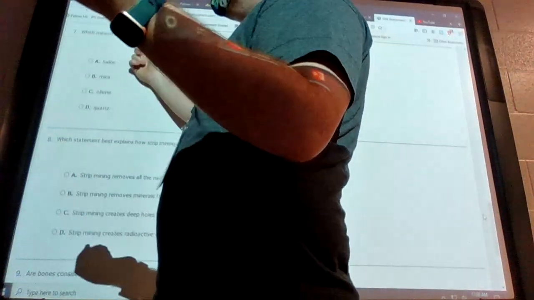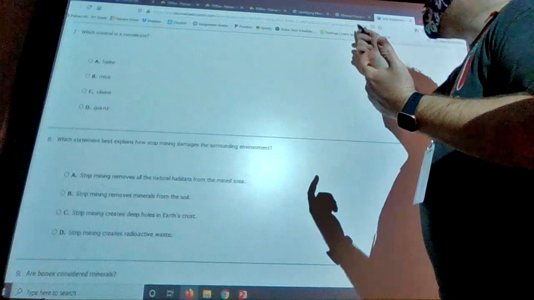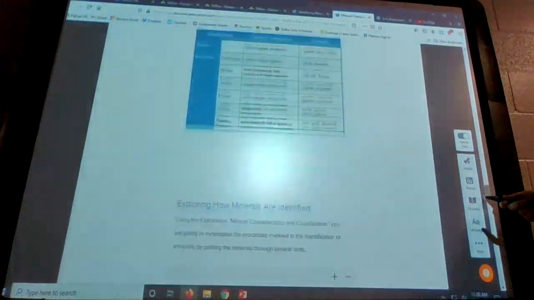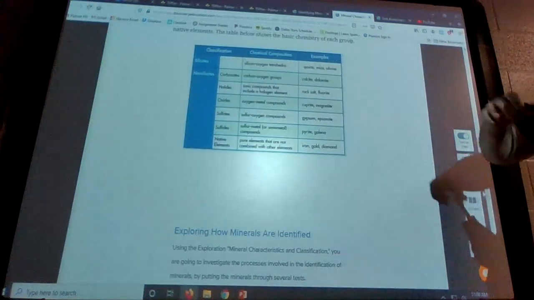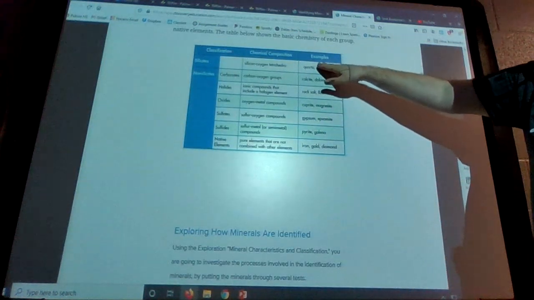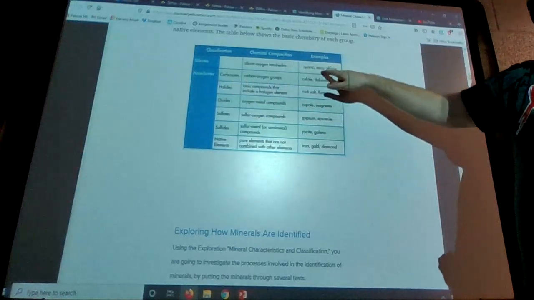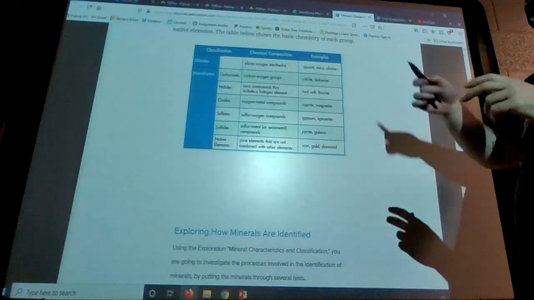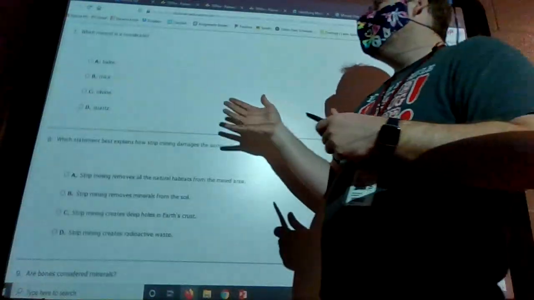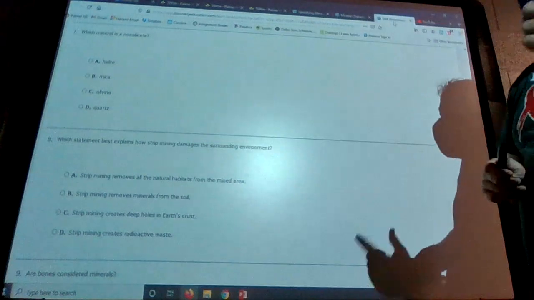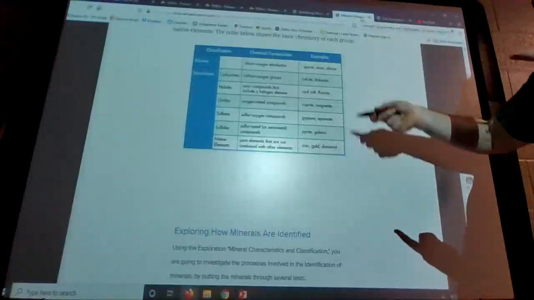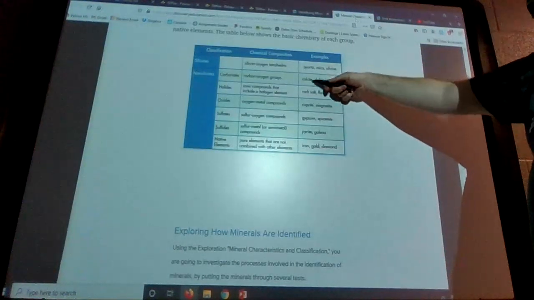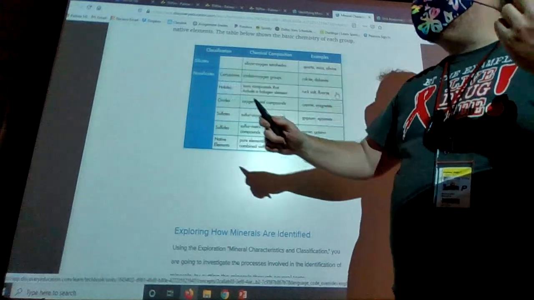Which mineral is a non-silicate? I would go back to this list. Go to the mineral characteristics and classification page. Scroll down until you see this little chart. On the right side of the chart, they have examples written here. You have three examples of silicates and a bunch of examples of non-silicates. So match that up to what they have here. They got four answers for you. One of those should be on the non-silicate page, because that's what they want to know. Which mineral is a non-silicate? So see which one of those is down here in your non-silicates. It should be good.